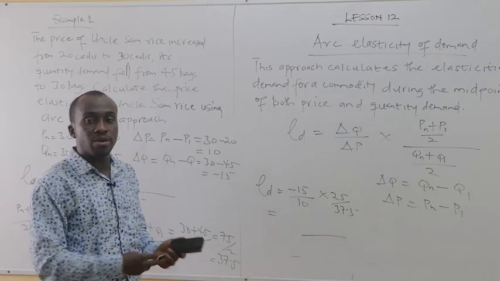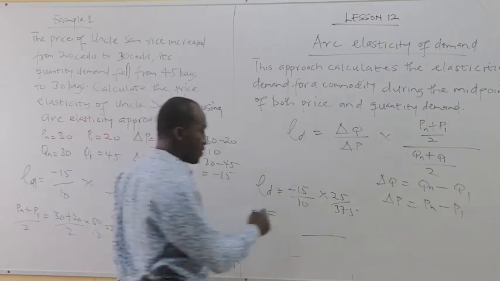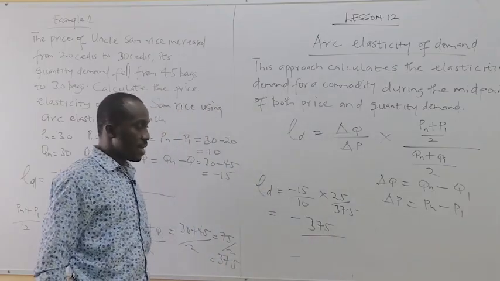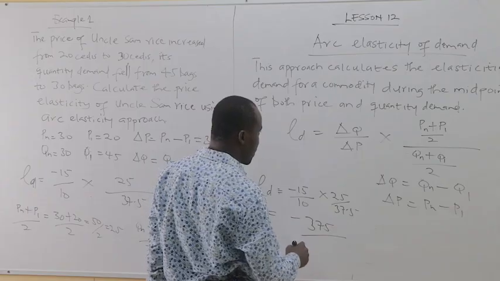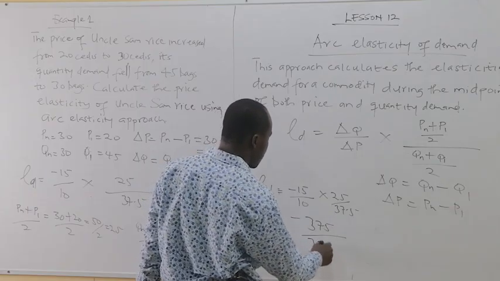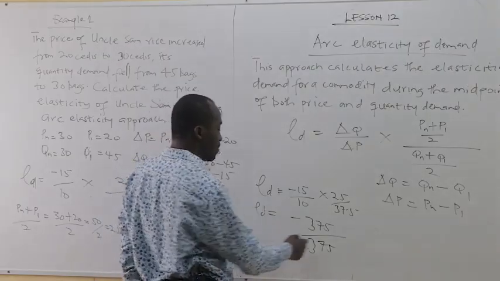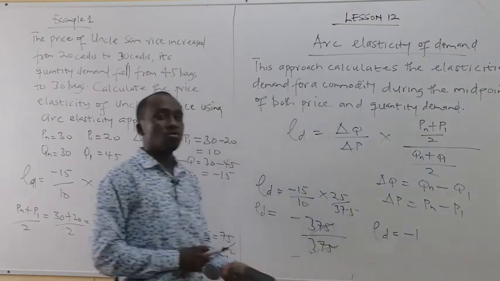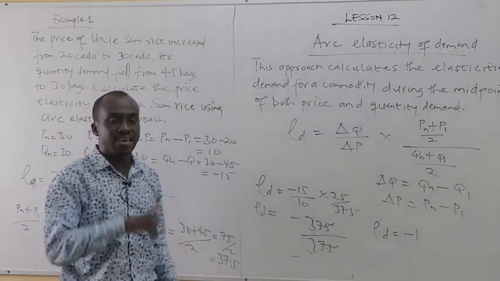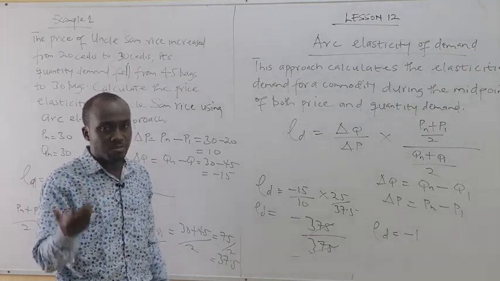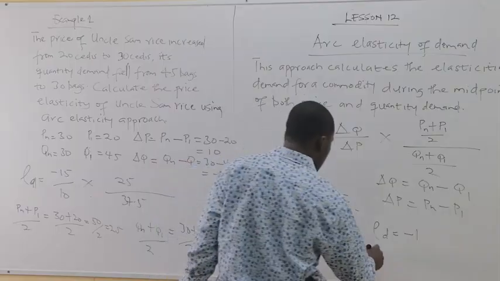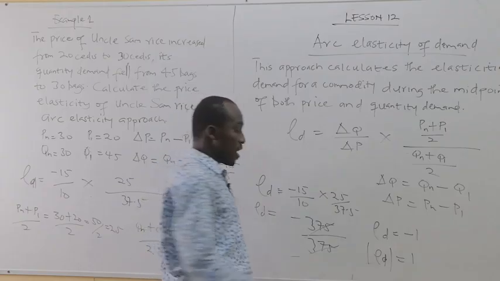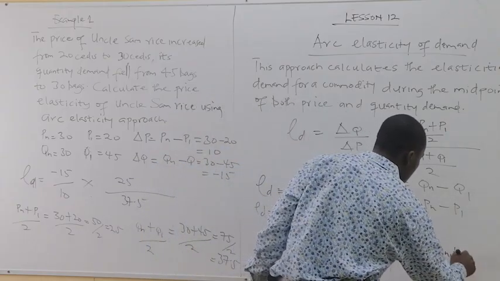You can multiply the top, multiply the bottom, and divide. When you multiply the top, you get negative 375, and the bottom gives you positive 375. So when you divide, you get elasticity equal to negative 1. So you see that with the arc elasticity you are getting a negative elasticity, which should always be the case. When you take the absolute value, you get elasticity equal to 1, which is when we call it unitary elastic.